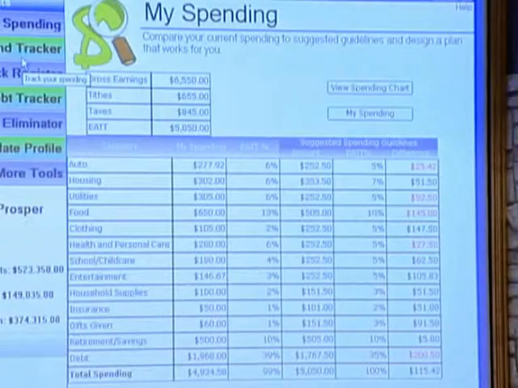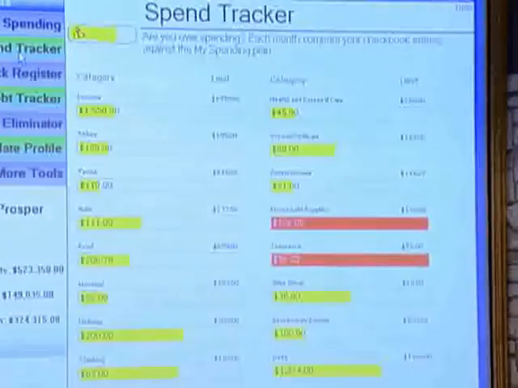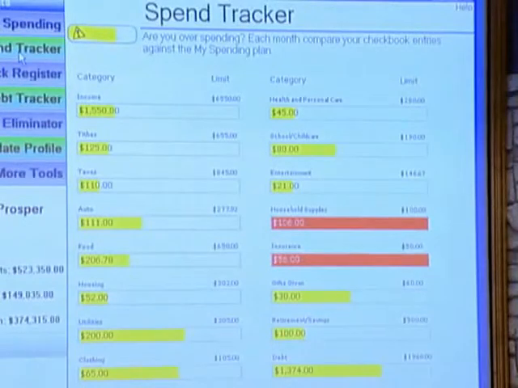Now watch this. This is called a spend tracker. This is where the software holds you accountable. You see the same categories: income, tithes, taxes, auto, food, housing, utilities, clothing, and so on. All your categories that you spend money on are there. Watch this. As long as it's yellow, you're under what you told the software you were going to spend that month. But if it's turned red, you've spent over. It's like green light, yellow light, red light. Yellow is caution, red is stop spending, and green is you still got some money to spend.